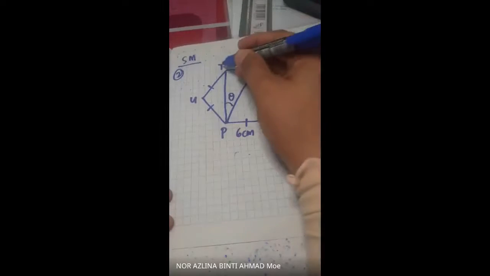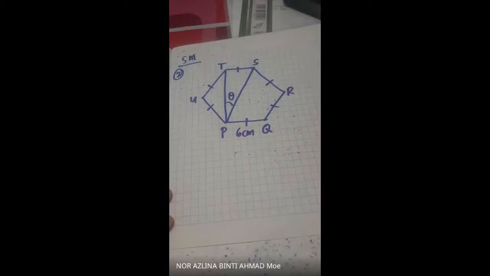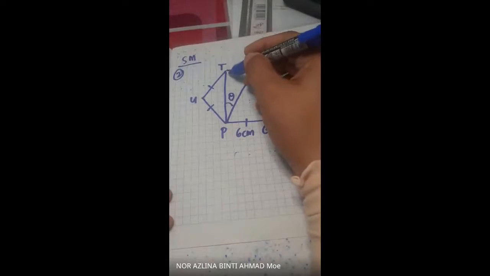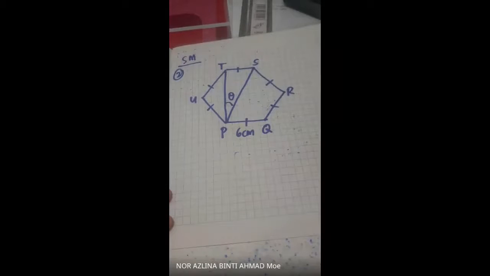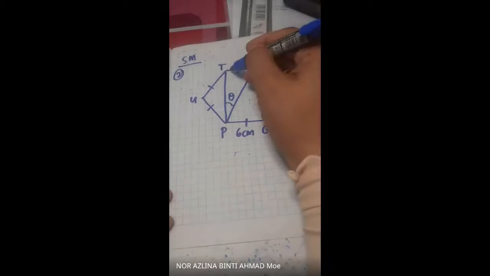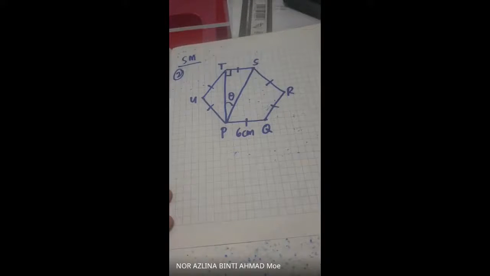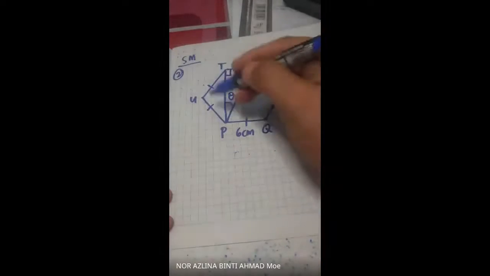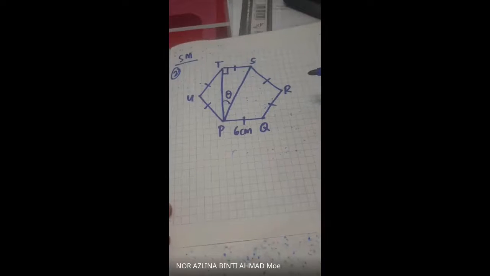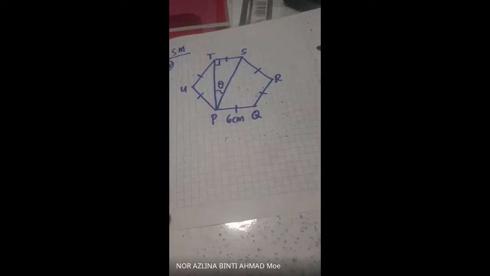What is the angle of PTS? PTS here. What is the angle? Very good, this is 90 degrees. Okay, this is a regular hexagon. How do we calculate the total interior angle for a hexagon? What is the formula?